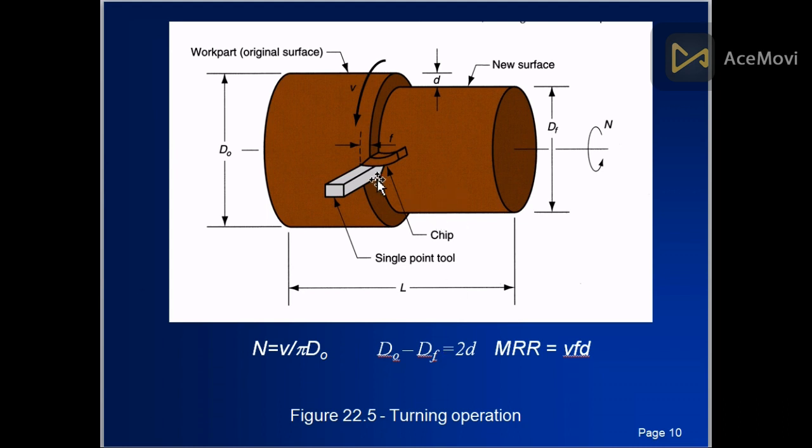This is some terminology I have discussed in the previous lecture, but I will tell you again: this is the cutting tool, this is the feed, and this is the rotational speed. The cutting speed is given by V equals pi D naught N, the rotational speed. D naught minus Df is 2d, and MRR, material removal rate, is given by V f d.